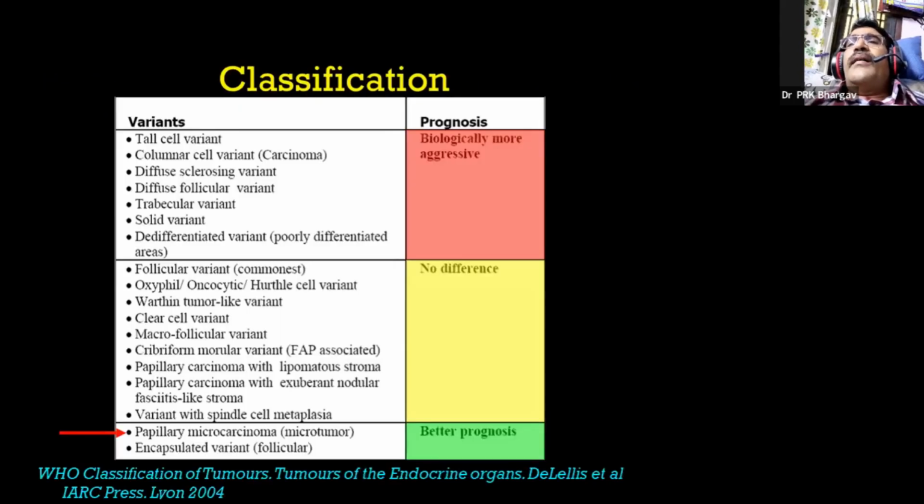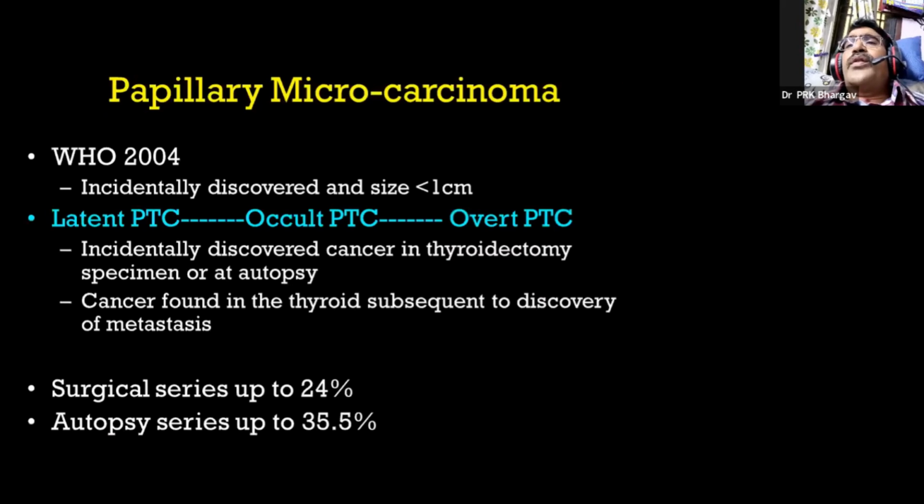Now coming to very good prognostic group. This is papillary microcarcinoma. This case is otherwise called a latent PTC, or occult PTC. They are usually incidentally found in autopsy or surgical specimen more often. Very rarely we diagnose and operate on it because they are less than 1 centimeter in size. Otherwise, they get presented as thyroid incidentaloma and they are worked up. Next.